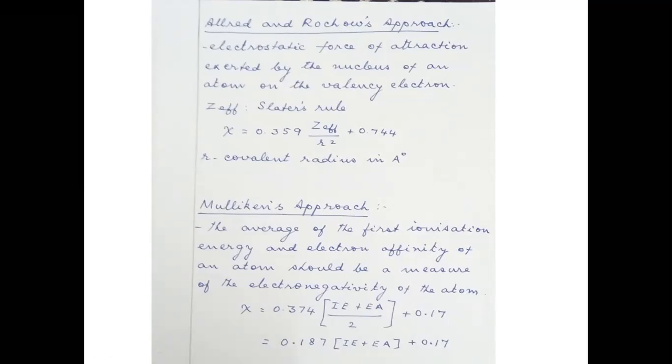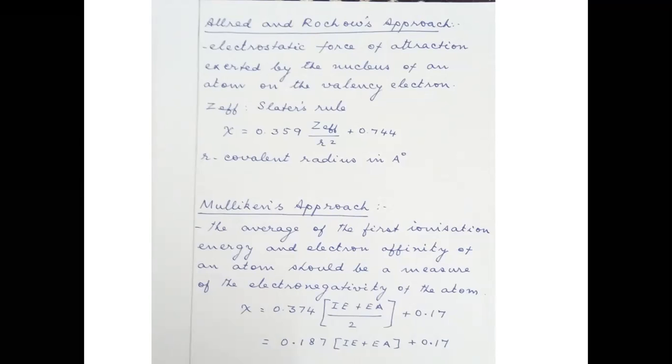And the next approach is Mulliken's approach. What Mulliken said is that it is the average of the first ionization energy and the electron affinity. Ionization energy is the tendency of an atom to release an electron. Electron affinity is the tendency of an atom to attract an electron. If you take the average of these two, that will tell you the capacity of an atom to attract the shared pair of electrons. That was the approach of Mulliken. So Mulliken said it is the average of the first ionization energy and the electron affinity of an atom, and it should be the measure of the electronegativity of the atom.